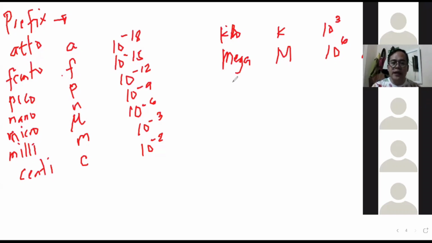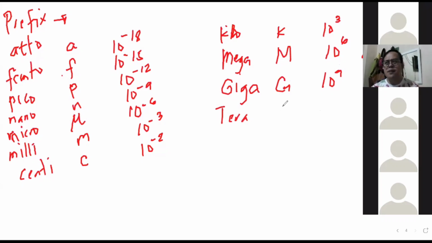Then we have giga. You're familiar with gigabytes. So it's giga, big letter G, 10 raised to 9. It has 9 zeros. And then we have tera, like terabytes. Tera, big letter T, 10 raised to 12. And then we have peta.